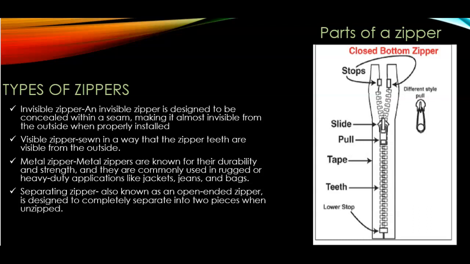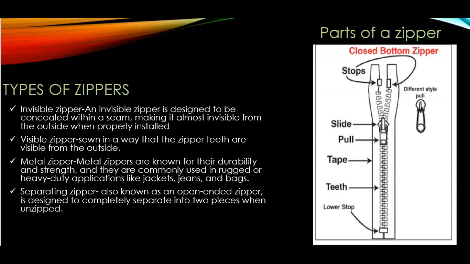We have the metal zipper. Metal zippers are known for their durability and strength. They are very strong and commonly used in rugged or heavy duty applications like jackets, jeans and bags. We have the separating zipper, also known as an open-ended zipper, designed to completely separate into two pieces when unzipped. This is mostly used on jackets.